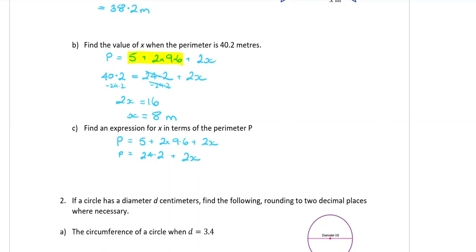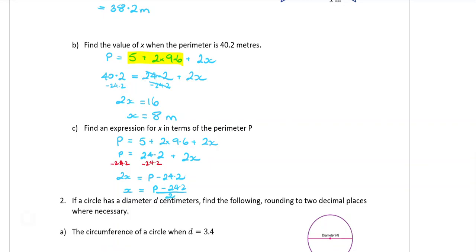So it says find an expression for x, so that means x by itself, in terms of p. So p will be on the other side of the equation with any other numbers. So rearranging, I'm going to minus the 24.2, which would give 2x equals p minus 24.2. That's all I can do with that. Then I'm going to divide the 2 over to the other side. So it would be x equals p minus 24.2 all over 2.